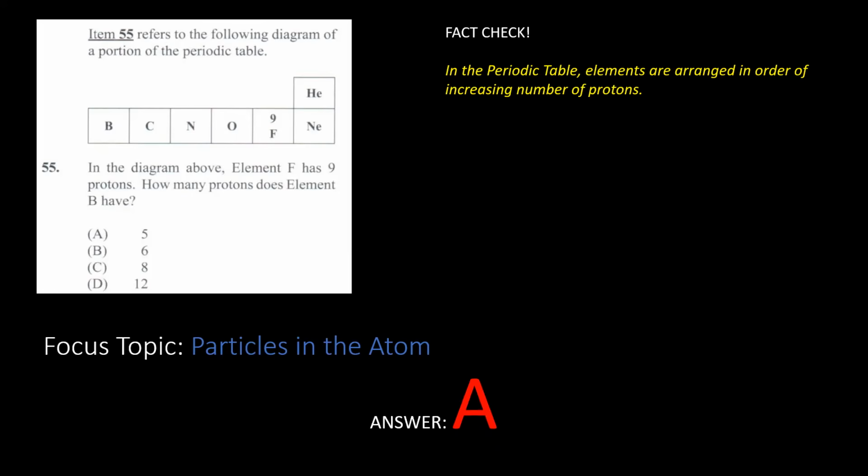So going from left to right in the period, the number of protons increases by 1 every successive element.